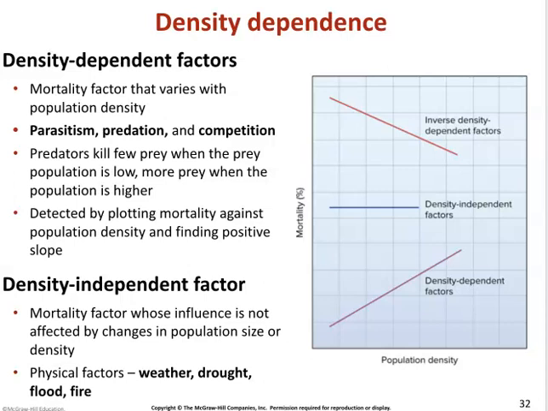The other density-dependent factor is a positive factor. This would say predators kill few prey when the prey in the population is low, and more prey when it's higher. So if they're killing less prey, then the prey population is increasing because the mortality is lower, right? So we can find positive slope or negative slope with regard to density-dependent factors, okay?